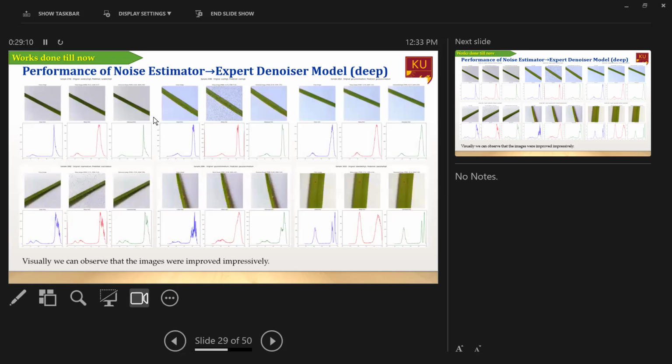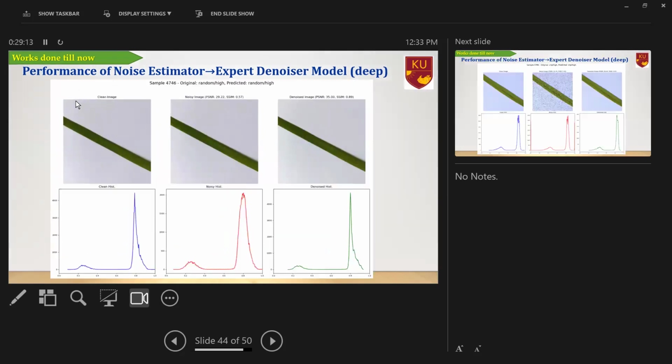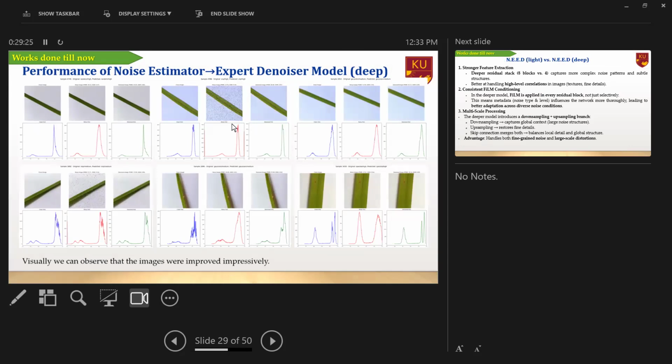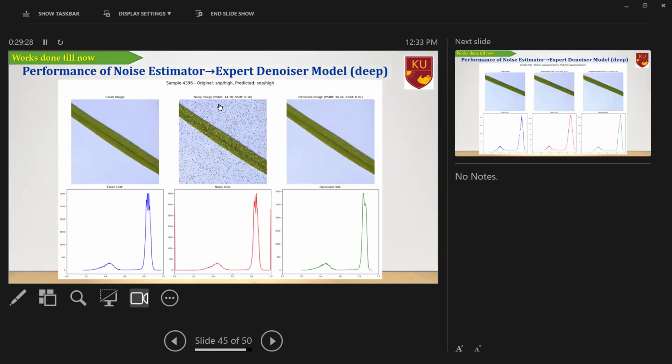So this is the performance of the second model. Is it visible or not? Here also salt and pepper is high, but in the prediction you can see the improvement, so that it is near about the clean image. The salt and pepper noise is totally removed, and the structural improvement is there. Here you can see the SSIM is 0.16, and the final denoised image has 0.97. So it's far better.